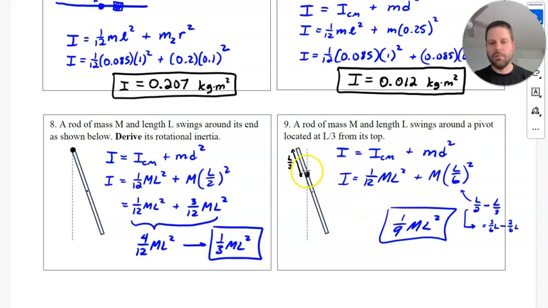We could do that with really anything, right? So if this is at 1/3 of the way from its end, start with what it would be if it were through the center, and then we're going to add md squared. In this case, the distance from our center point to our new pivot is L/6. So we have to put that as d.